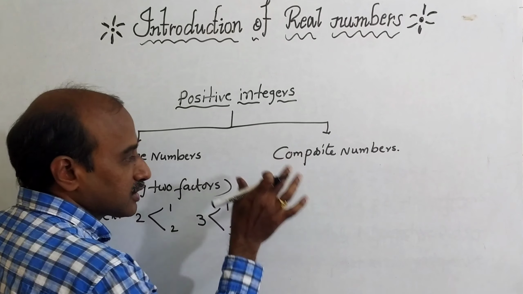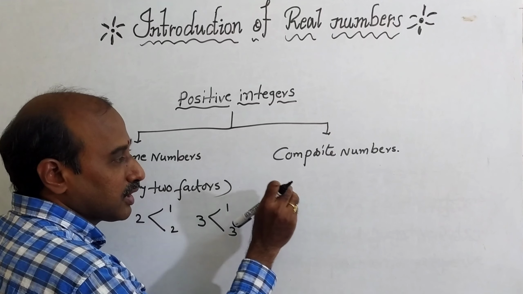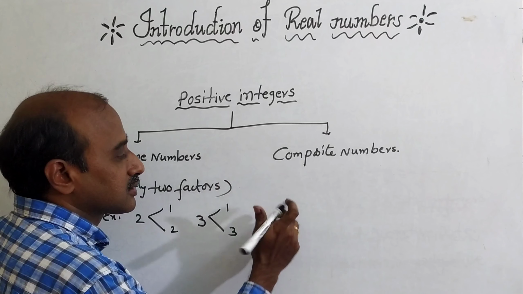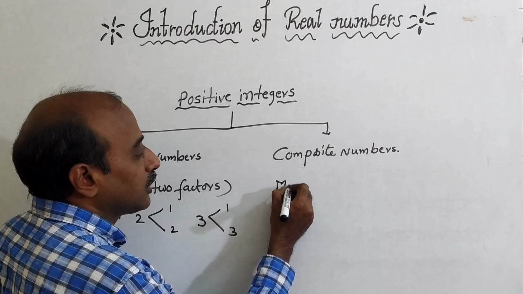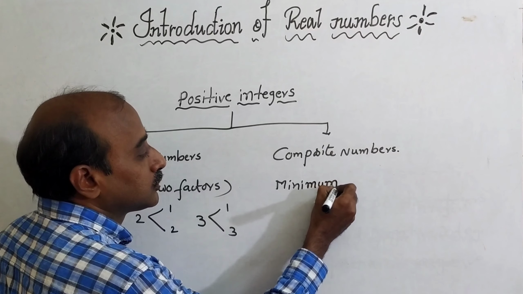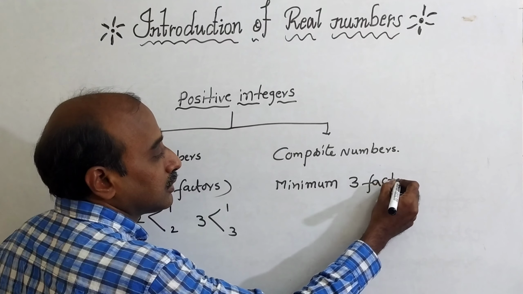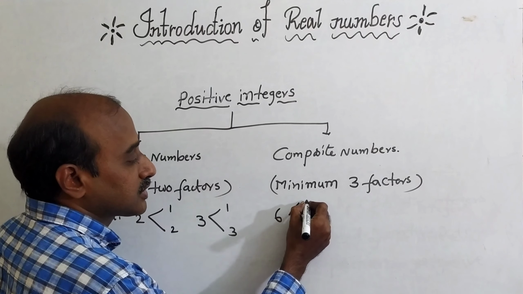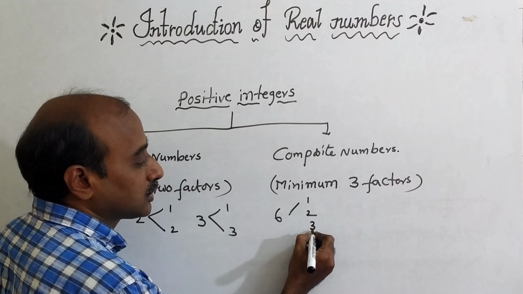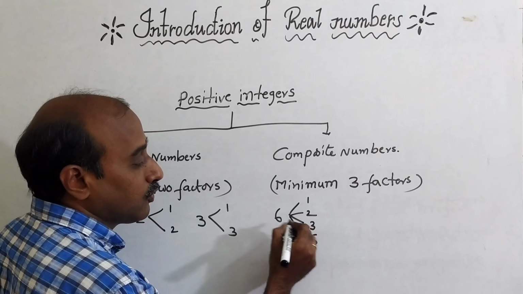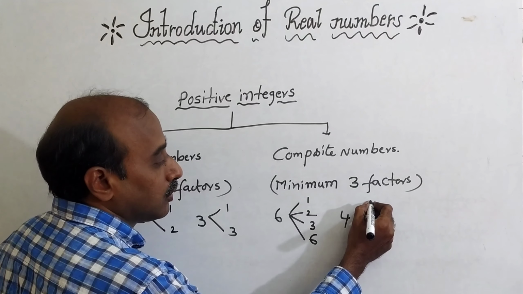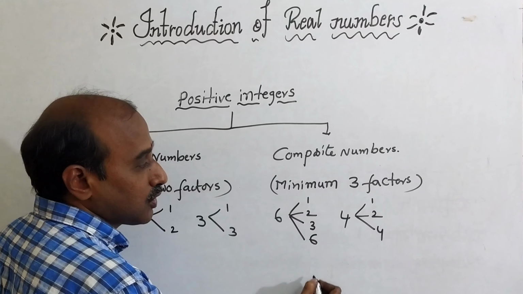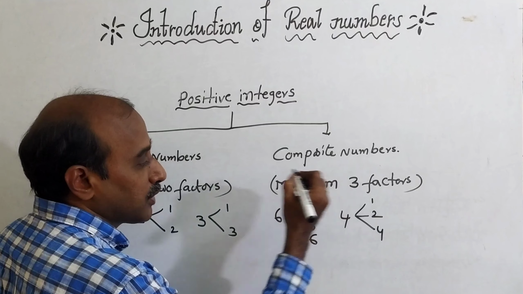Come to the composite numbers. Other than the prime numbers, all numbers are called composite numbers, except 1. So it has minimum 3 factors. Suppose you take 6. What are the factors of 6? 1, 2, 3, 6. How many factors are there? 4. You take 4. What are the factors of 4? 1, 2, 4. How many factors are there? 3. So like this we can define composite numbers.